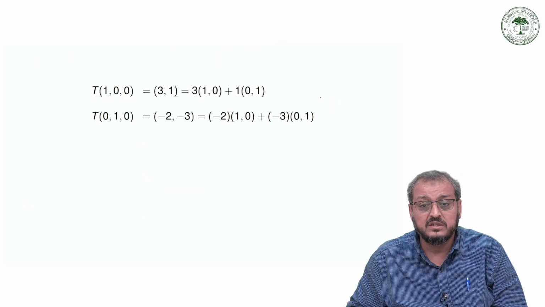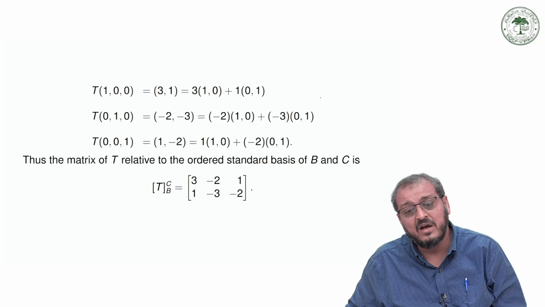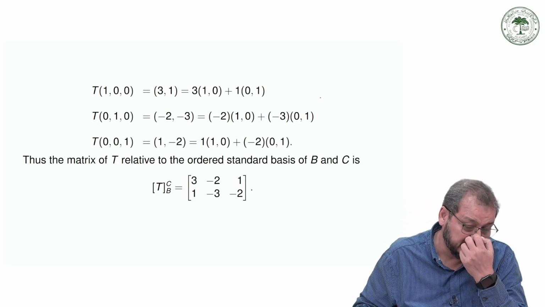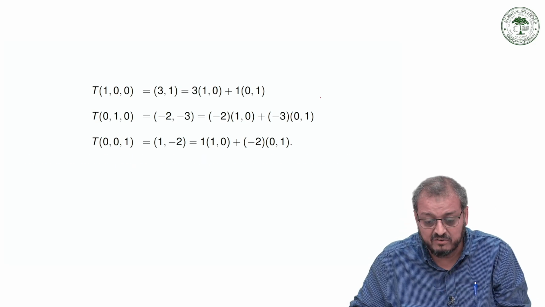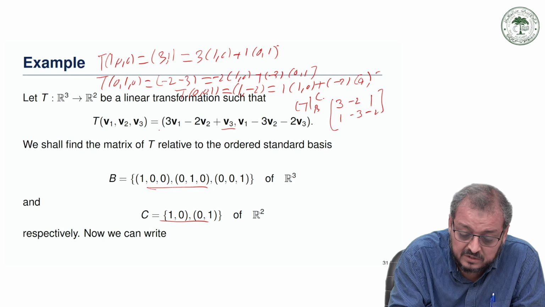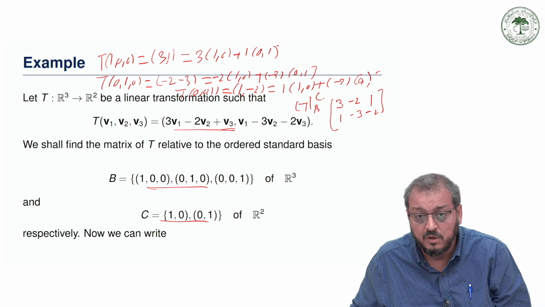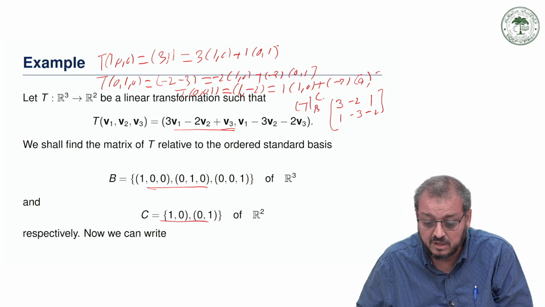Okay, so now I want to change the basis. For the same question, whatever map is defined is this way: 3 V1 plus V2, 1 minus 2 V1, and then V1 minus 3 V2.